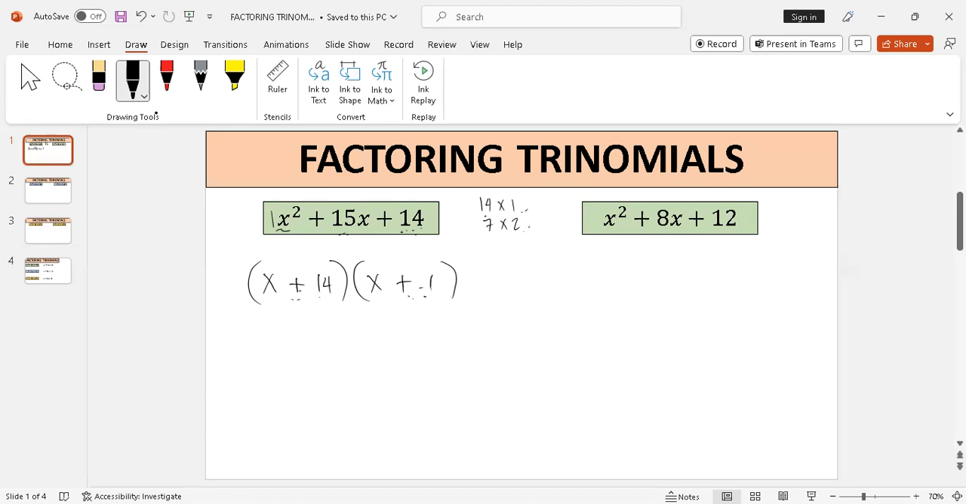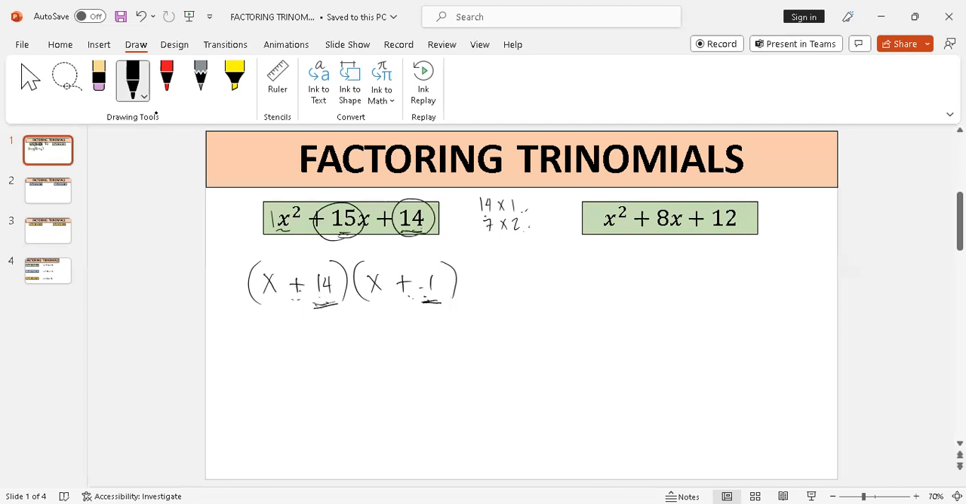Para i-double check nyo, dapat kapag minultiply nyo yung last terms, ang magiging sagot ay yung last term ng trinomial. At kapag pinag-add nyo yung last terms ng factors, dapat ang magiging sagot ay yung middle term ng trinomial. So let's check. 14 times 1 is 14. 14 plus 1 is 15. So we got the correct factors.